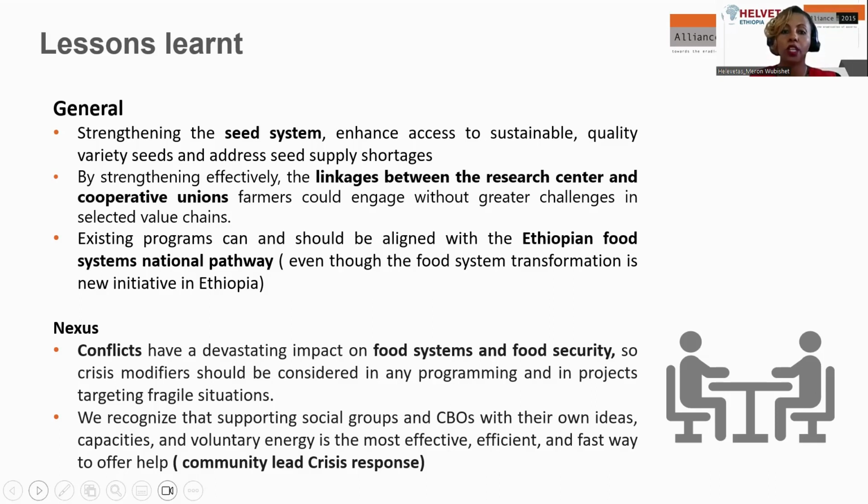We recognize that supporting social groups and community-based organizations with their own ideas, capabilities, and voluntary energy is the most effective, efficient, and fast way to offer help. And we encourage the community-led crisis response as a method to be considered whenever we are planning a Nexus programming. Next.